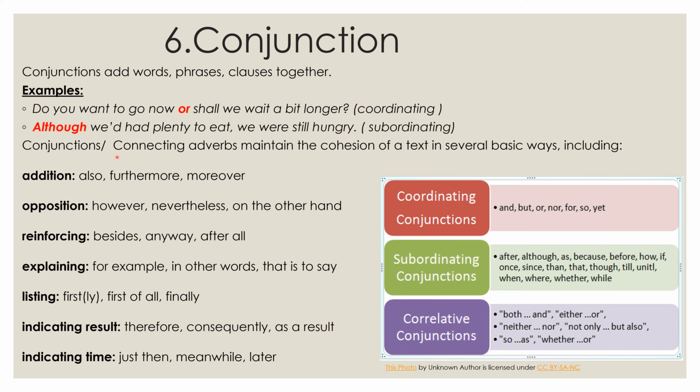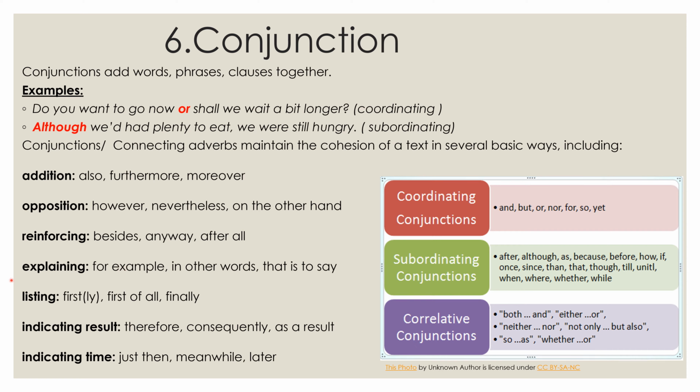Okay, conjunctions can be taken as connecting adverbs, and when they are connecting adverbs, they are performing several basic roles in the sentence. Like they can be used to add some further information, like also, furthermore or moreover. Opposition: however, nevertheless, on the other hand. However, I like cold weather, but I am quite good in summer as well. Reinforcing: anyway, after all.